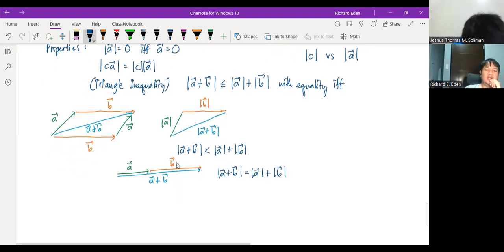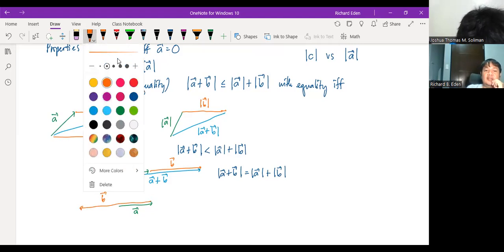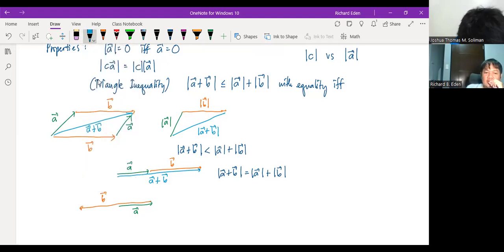Okay. All right. But what if A and B are going in opposite directions? So let's say this is vector A, and then if we draw vector B immediately after the tip of vector A, so let's say this is vector B. Okay, where then is the sum vector? It's from where A started going to where B ends.